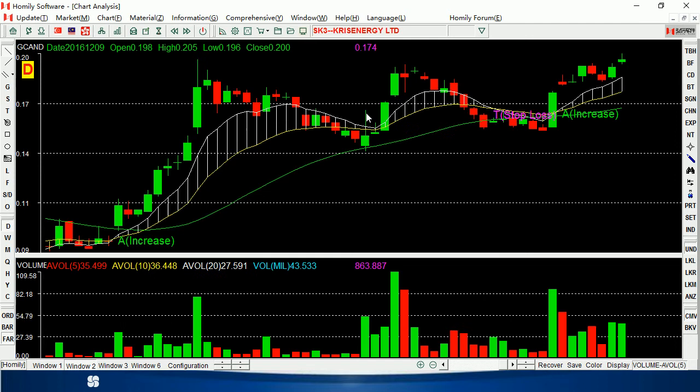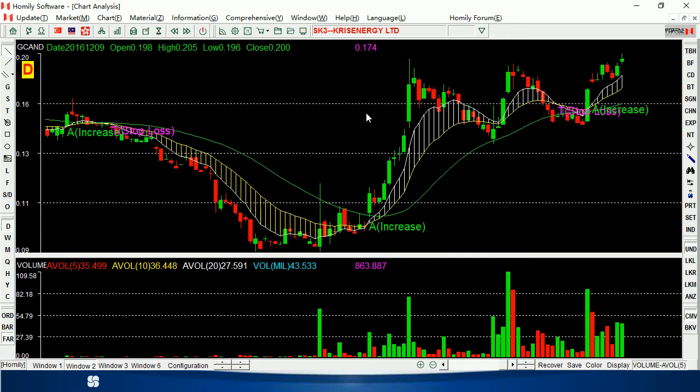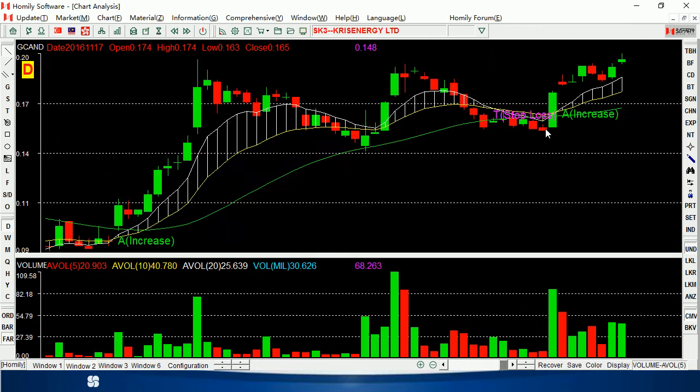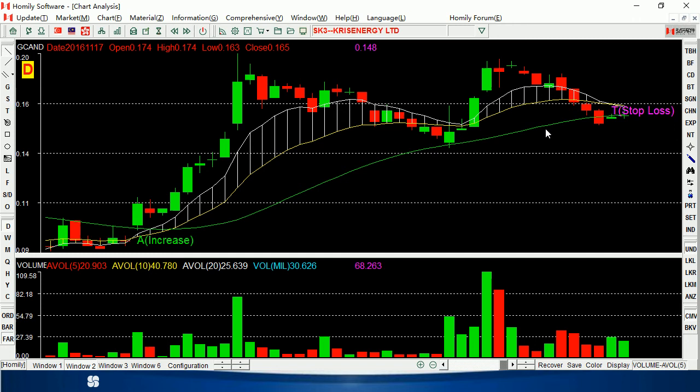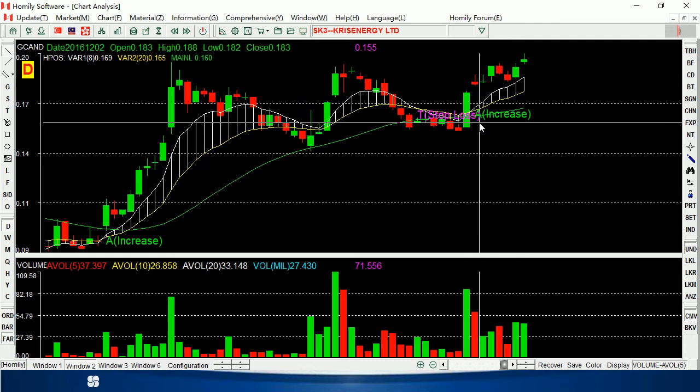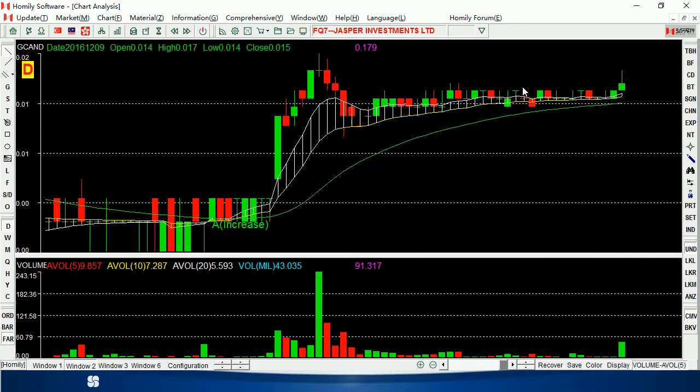So we can see this one, Chris Energy. It's good or not? It's good, right? Because the trend, the green line, is still up. Even though we can see here a stop loss point appears, the green line is still up. So you don't need to sell out your stocks because the medium term trend is good. So you still can keep it, okay? Then here, increase again. Then you buy again, then you can keep your stocks.